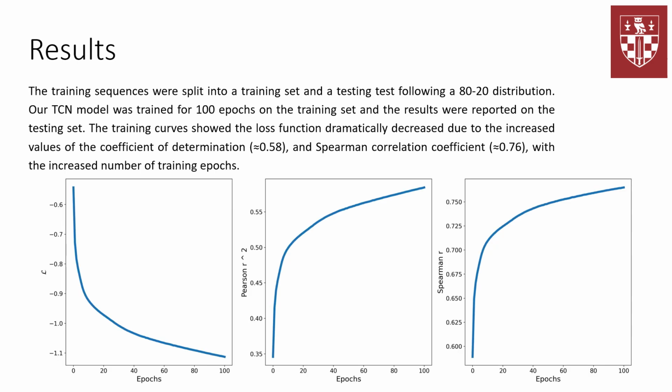The figure on this slide shows the training curves with respect to each metric. The model showed stability during training. It also improved both metrics with the increased number of training epochs. The curves show there is still room for improvement.